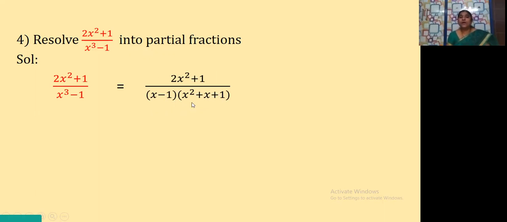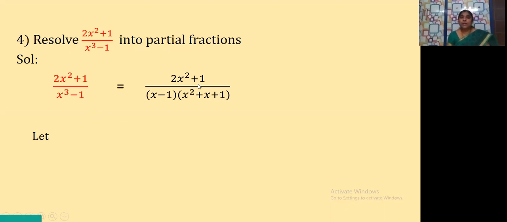Because what is the formula of a cube minus b cube? A minus b into a square plus ab plus b square. Do you remember the formula, children? So according to that formula, we have reduced this term which is given into a product of two factors. One is linear and the other one is quadratic. Is it clear? So now what is here?